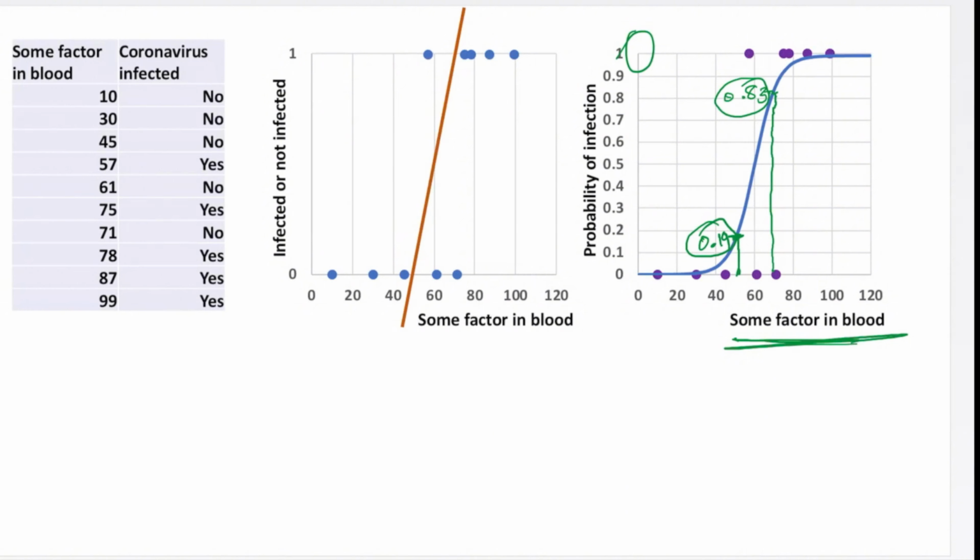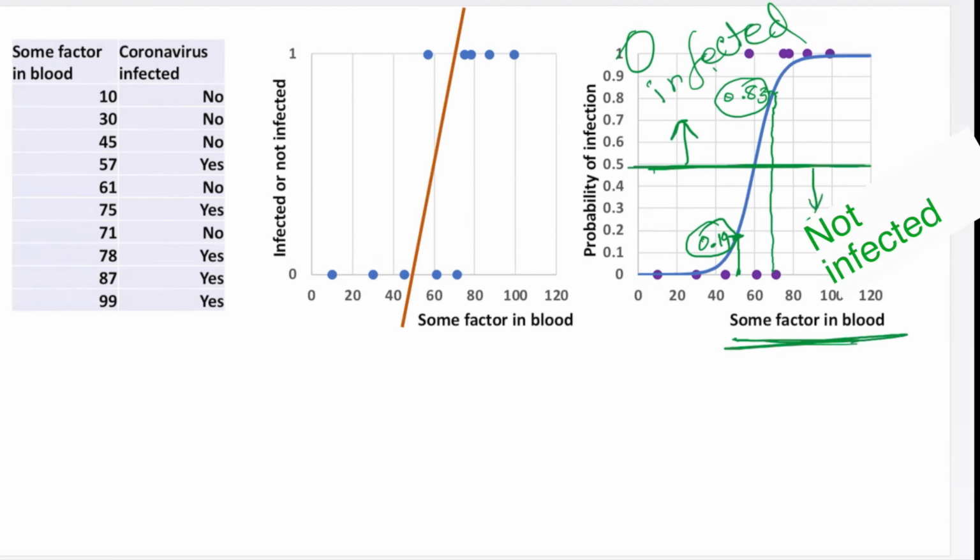In a sense, we are saying that if we find that the probability is greater than 0.5, then we will declare the patient as infected. If we find that the probability is less than or equal to 0.5, we declare the patient as not infected.